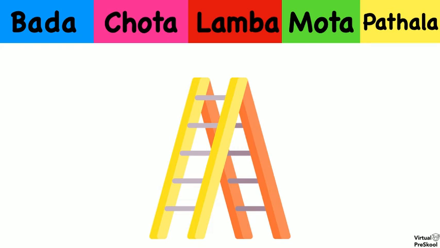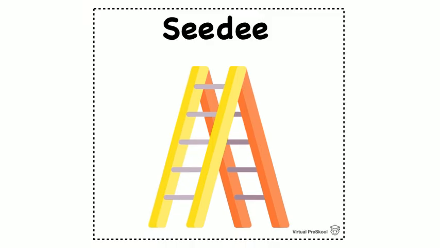All right, what about the ladder? The ladder, is it bada, chota, lamba, mota, or patla? If you said lamba, very good. It's the same as the last one. Lamba is tall. And the way we say ladder in Hindi, we say Seedee. So how would we say the ladder is tall? If you said Seedee lamba hai, shabash.